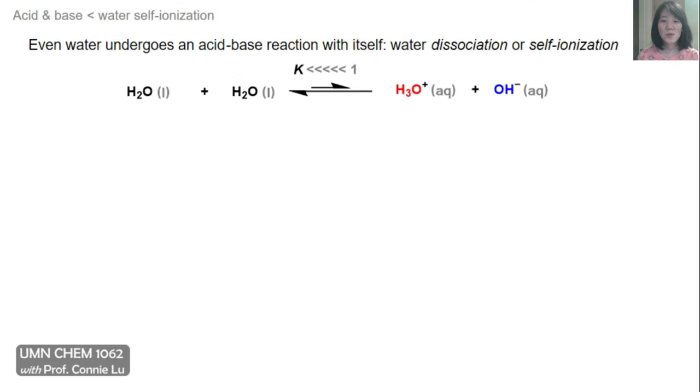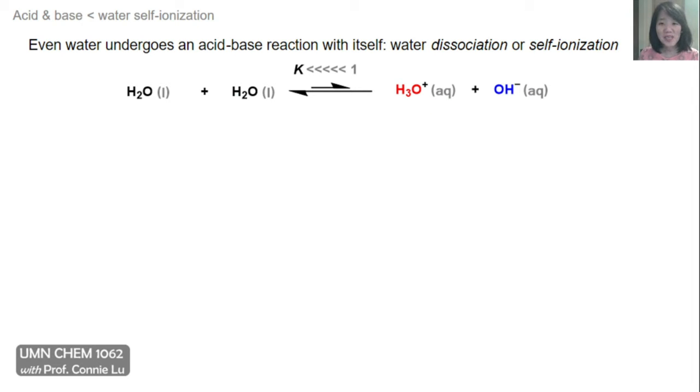Water can undergo a really interesting reaction called water dissociation or self-ionization. So just like a weak acid and a weak base, when dissolved in water, can dissociate, so can water. So here we have two molecules of water as a reactant. One is going to act as an acid and the other is going to act as a base, and we're going to basically do a proton transfer to generate hydronium ion and hydroxide ion.